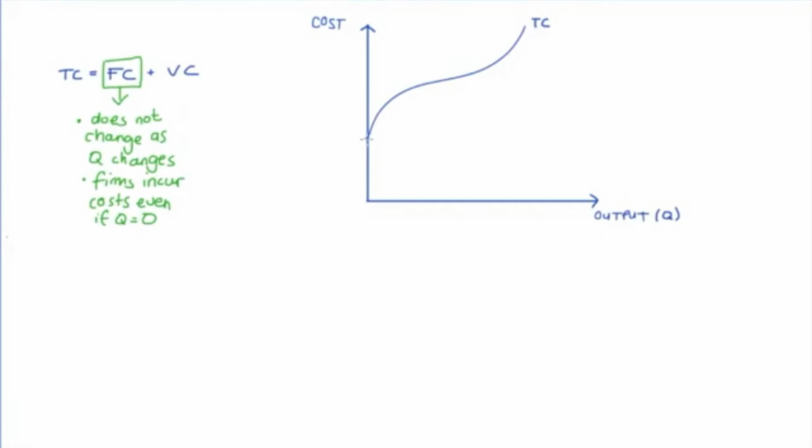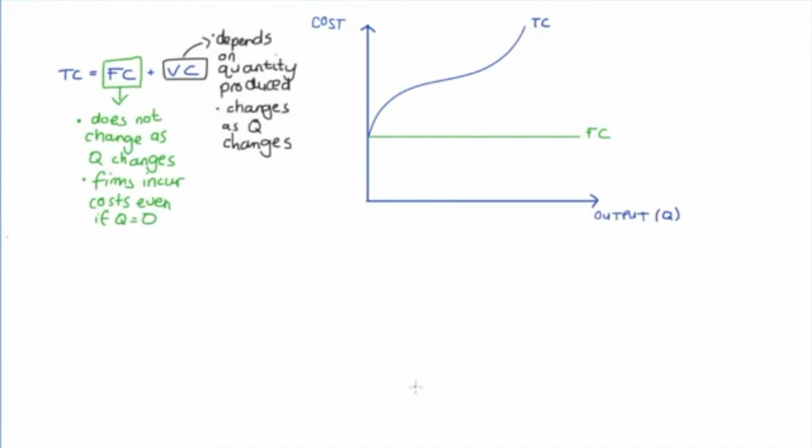On our graph, you can tell that the fixed cost is at a point where the quantity is zero, so it is a horizontal line, stating that it remains the same. The cost remains the same no matter the quantity produced. The variable cost depends on the quantity produced. It changes as quantity changes, so the variable cost varies. Both these costs make up the total cost.